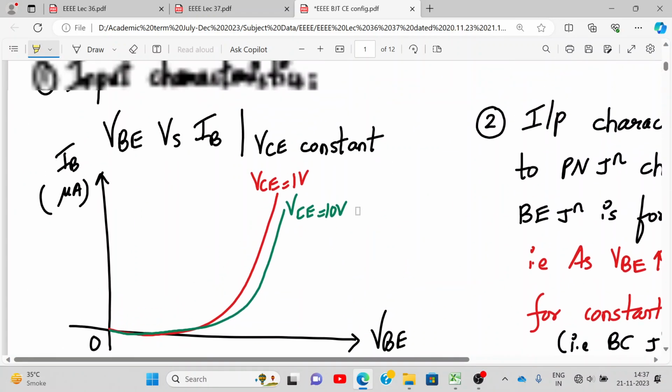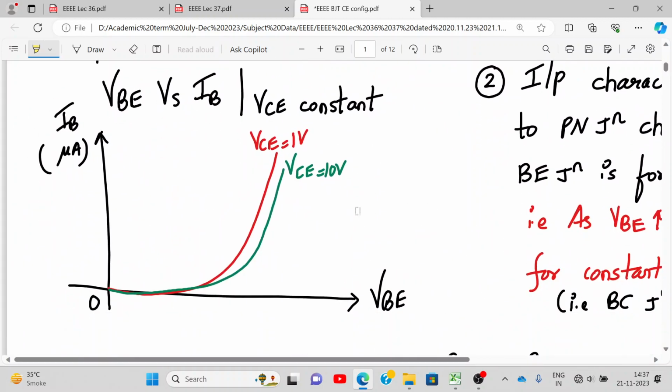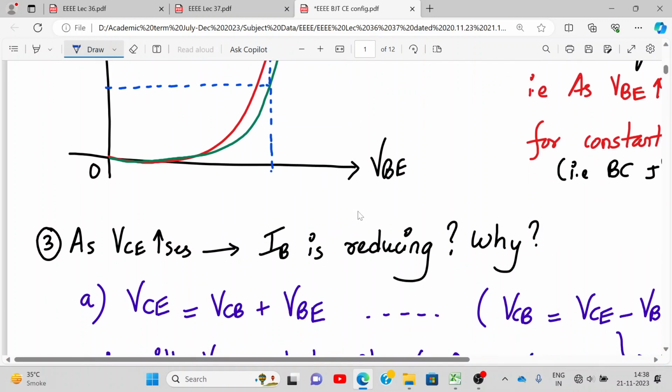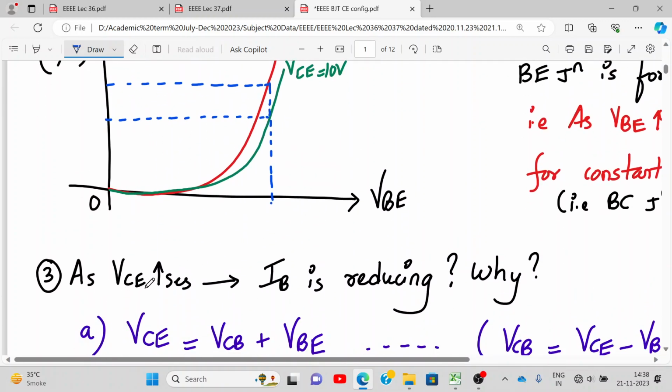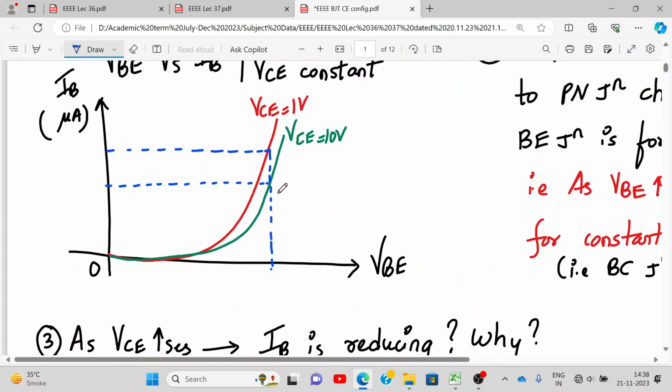Now, here I go. See what I am doing. This is one point of VB and there are two different current levels. So for which graph current is higher? For same value of VB, which graph current is higher? VC equal to 1, right? So I have to explain why by VC increasing, IB is reducing. IB is reducing now. By increasing VB, IB, this is IB, right? So this IB is reducing. We have to explain that why.